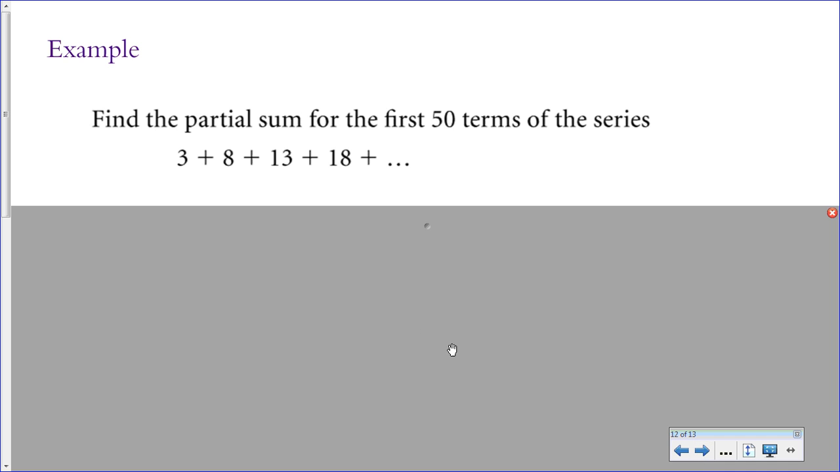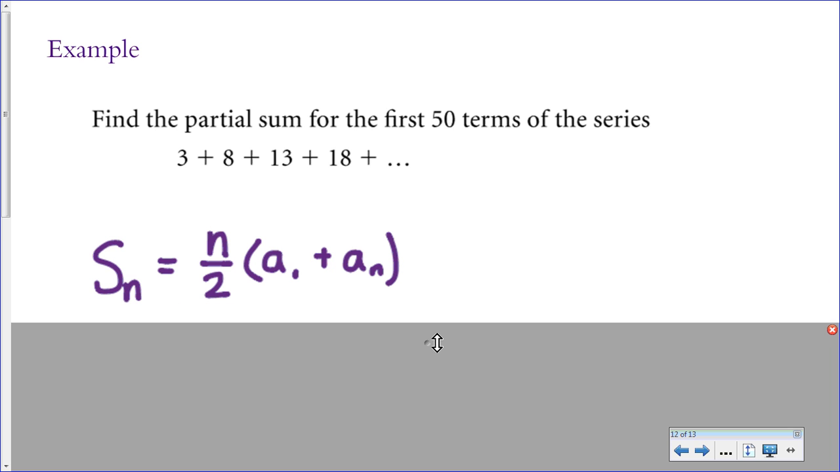So here's how we're going to use it. Find the partial sum for the first 50 terms. This is the down and dirty application. This is what you're going to actually have to do. We're going to start with the formula I just showed you on the previous slide. Always start by writing your formula. And let's talk about what each of these pieces means.